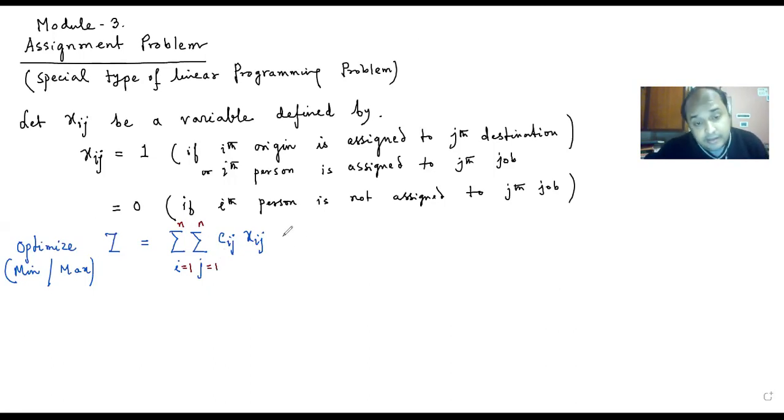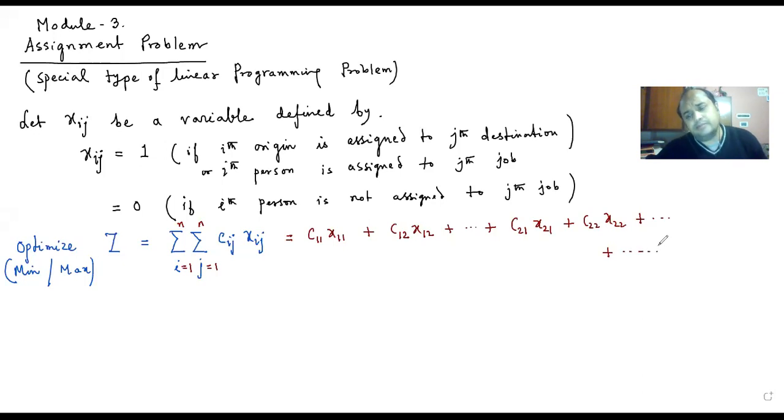So what does it mean? It means that we are considering this type of function: c11 x11 plus c12 x12, and so on. Then we have c21 x21 plus c22 x22, and so on, plus and so on. Then cn1 xn1 plus cn2 xn2, and so on.